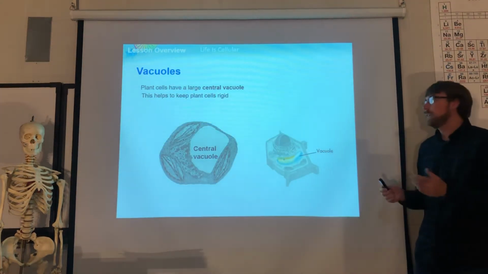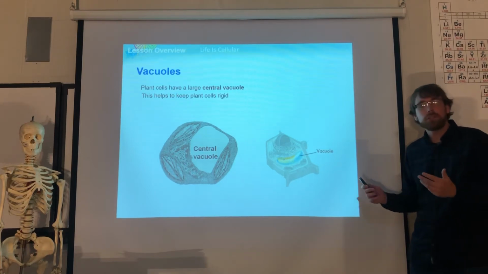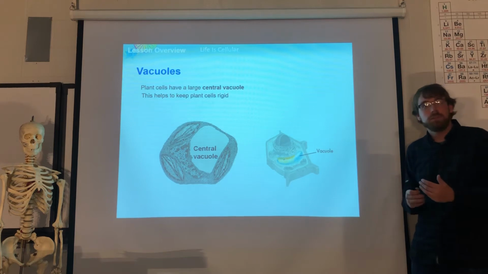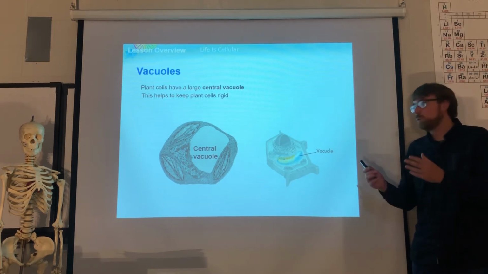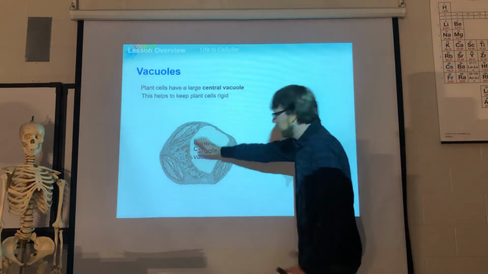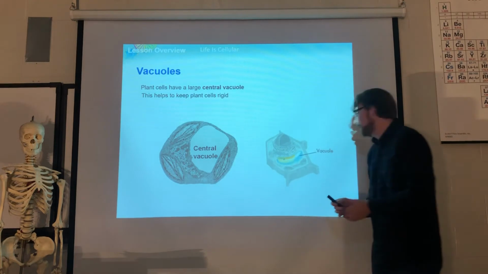So plants have a large central vacuole that keeps plant cells rigid. This is what keeps vegetables crisp. Once a flower has started to wilt, its central vacuole has lost enough water where it can't support itself outwards.